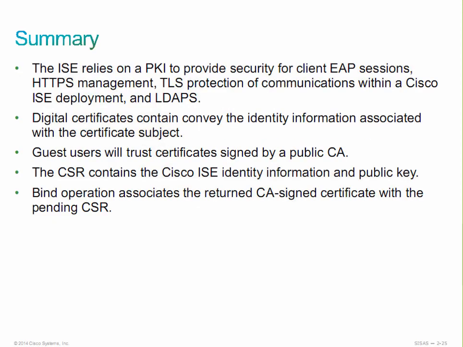We talked about how ISE relies on the public key infrastructure to provide security for client sessions, HTTPS management, TLS protection, communication within the Cisco ISE deployment, even secure LDAP integrations, how we obtain those certificates, how we install the CA certificates or the root certificates, how we issue a certificate signing request, and then based on the response from the CA, how we install that certificate and apply it to different processes that would utilize that particular certificate.